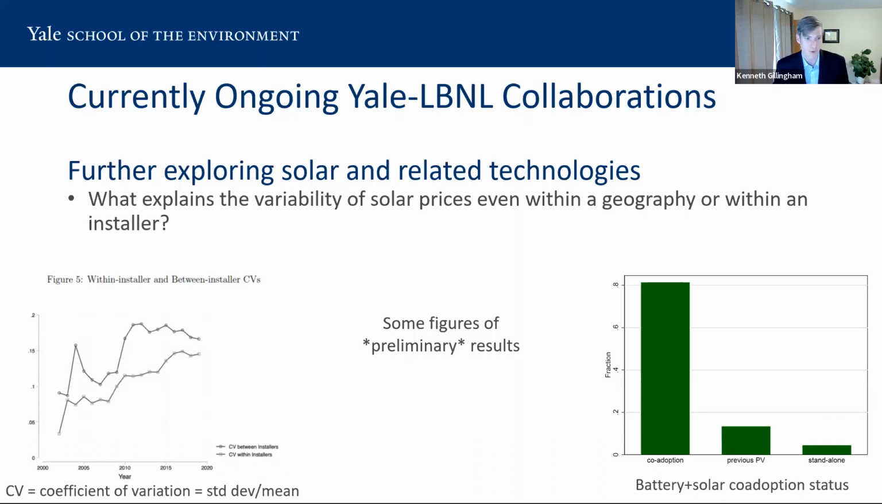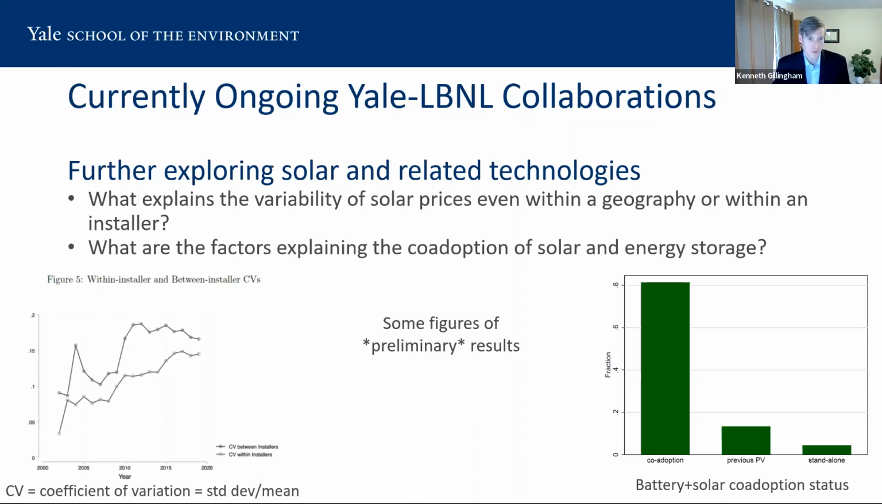Another question that we've been looking at is, what are the factors that explain the co-adoption of solar and energy storage? As we see energy storage battery prices really dropping, we've seen a real uptick of adoption of energy storage. And we've been examining, when does this happen? Why does this happen? One of the very interesting things we've seen is that co-adoption is a dominant force here. You do have a bunch of people who previously adopted battery and solar, but co-adoption is a really dominant force, and very few have standalone batteries without a solar system.